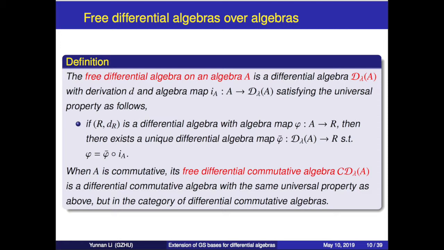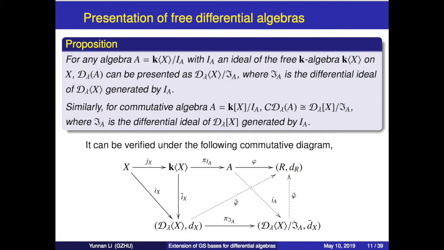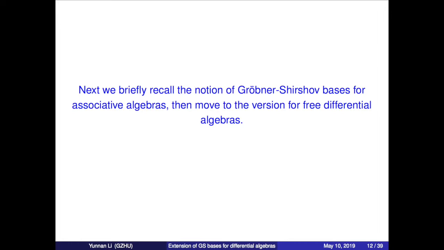Okay, then for our later discussion, we need a simpler presentation of these three objects. In some references, these three objects are defined via a differential quotient modulo a very large ideal. Then we want to improve this. In fact, if the original algebra A has a presentation, then it induces a presentation for its free differential algebra. And the commutative case also holds. Then we can turn to the notion of Grobner-Shirshov basis, first for associative algebras, then for the version of free differential algebras.